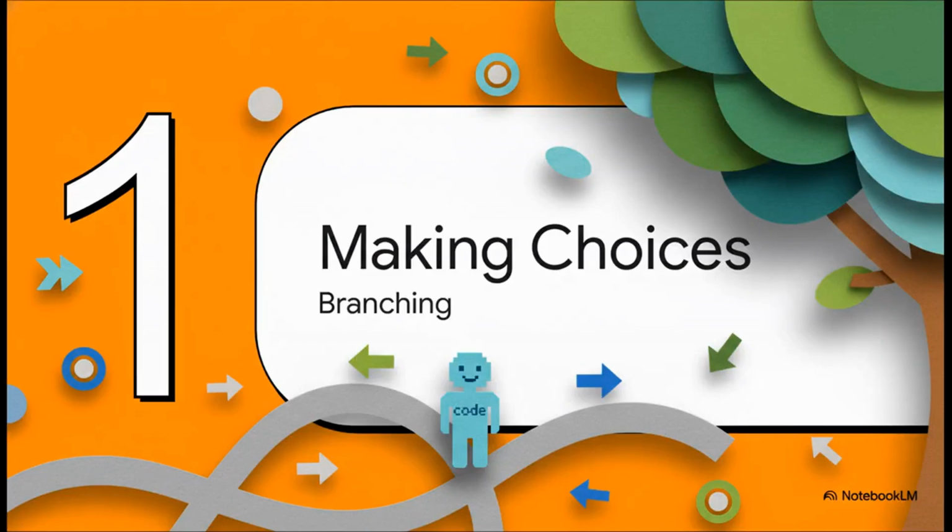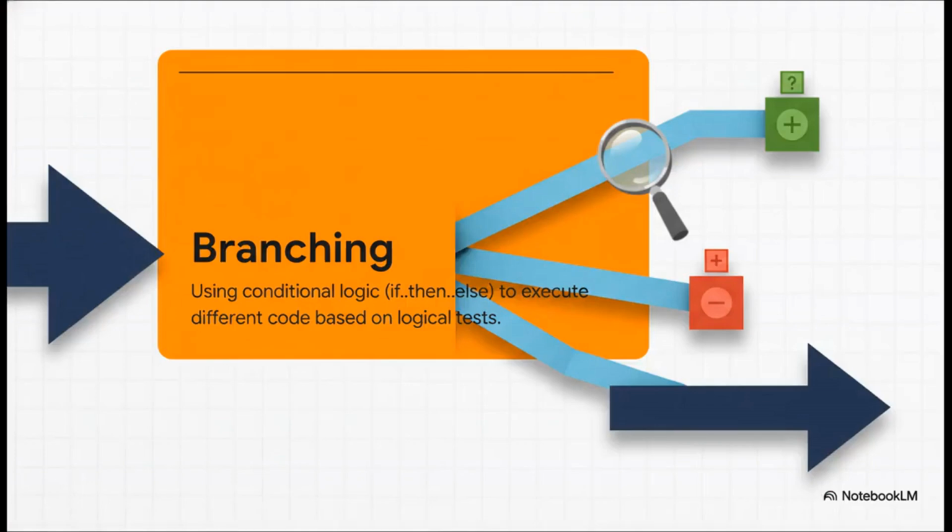Okay, so let's start with making choices. I want you to picture your code as a river flowing along. Branching is basically what happens when that river hits a fork in the road and has to decide which path to take. So the technical term for this is branching. It uses something called conditional logic, which is just a fancy way of saying, if this one thing is true, then do that. Otherwise, do something else entirely. It's just a series of little logical tests that guide where the program is going to go.